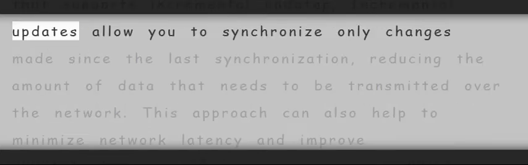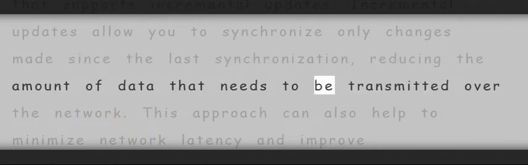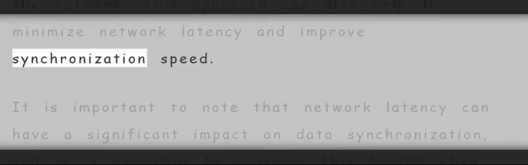Another solution is to use a synchronization tool that supports incremental updates. Incremental updates allow you to synchronize only changes made since the last synchronization, reducing the amount of data that needs to be transmitted over the network. This approach can also help to minimize network latency and improve synchronization speed.